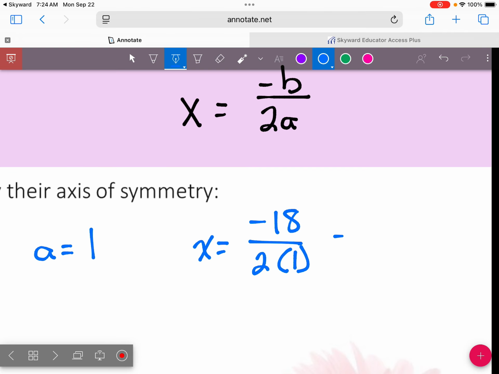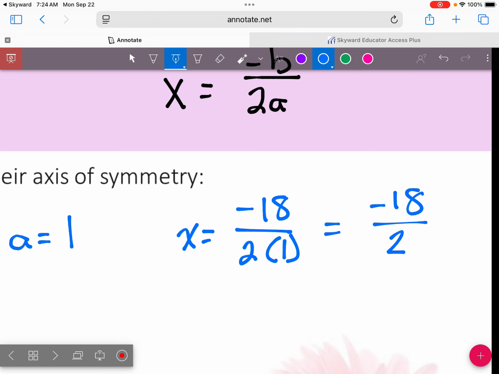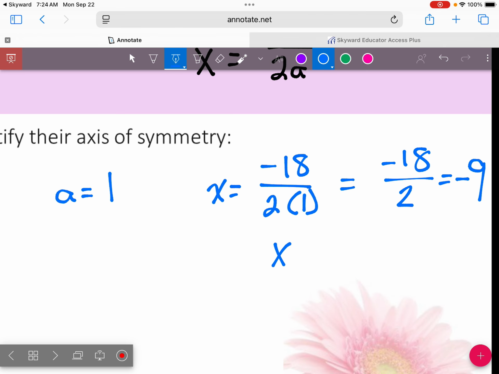So we're going to simplify that. We have negative 18 over 2 times 1, which gives me 2. Negative 18 divided by 2 is negative 9. So our axis of symmetry has the equation x equals negative 9. That means that's the x value of my vertex. That's that vertical line that goes to the center of my parabola, my U shape.